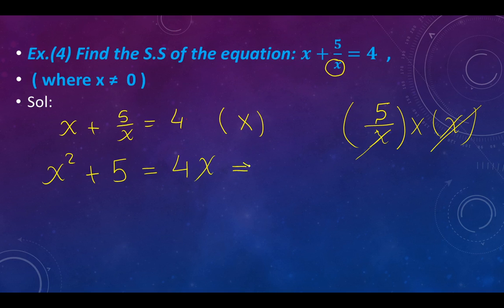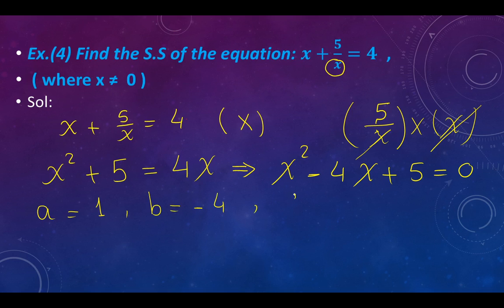Now we can put it in the form of the quadratic equation. X power of 2, 4x will go to the other side, it will be negative 4x plus 5 equals 0. Here we are going to solve this example by using the general formula. So A equals 1, B equals negative 4, and C equals 5.